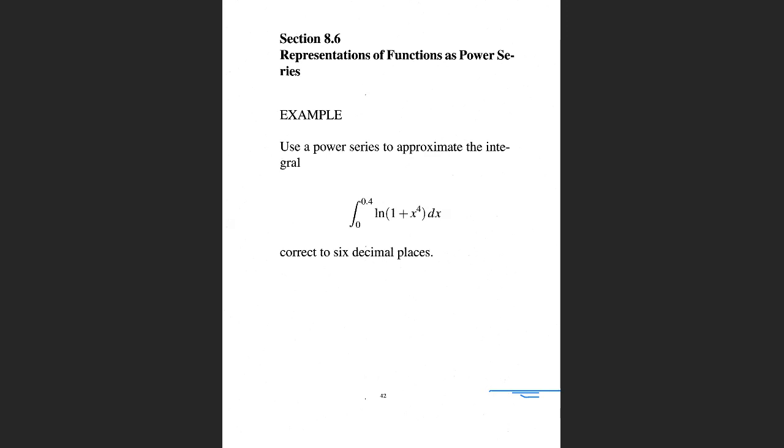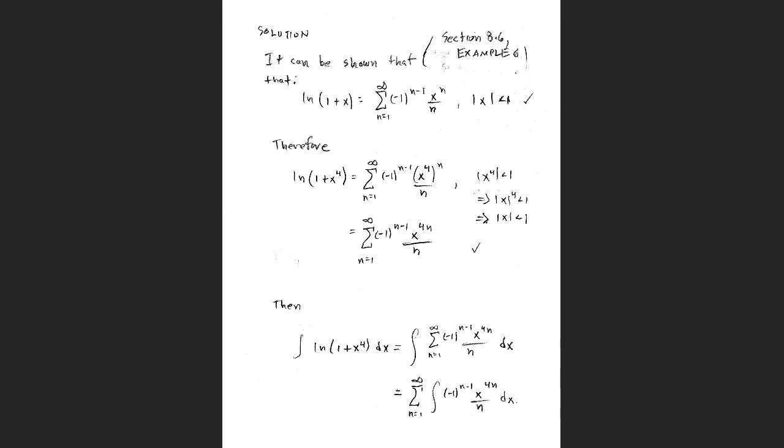So the first thing we need to do is find the power series for the log of 1 plus x to the 4th. First of all, it can be shown, and you saw it in the ebook, that the power series for the log of 1 plus x is the summation where n equals 1 to infinity of negative 1 to the n minus first power times x to the nth power over n. And that's true for x values between negative 1 and 1.